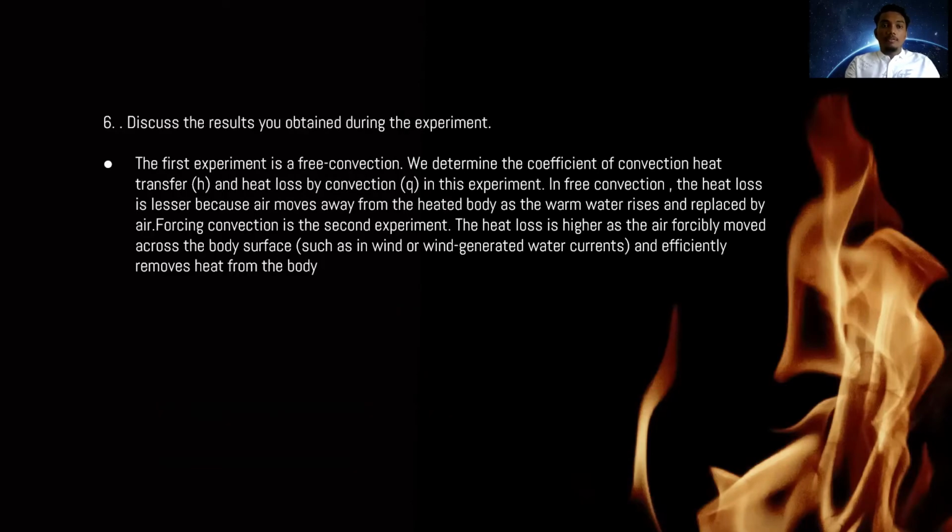For the last discussion, we discuss the results obtained during the experiment. The first experiment was free convection. Determine the coefficient of heat transfer, which is h, and the heat loss by convection, which is Q, in the experiment. In free convection, the heat loss is lower because the air moves away from the heated body as the warm air rises and is replaced by cooler air. The second experiment is forced convection. The heat loss is higher as the forced air moves across the body easily and efficiently removes the heat from the body. So that's all from the discussion part.